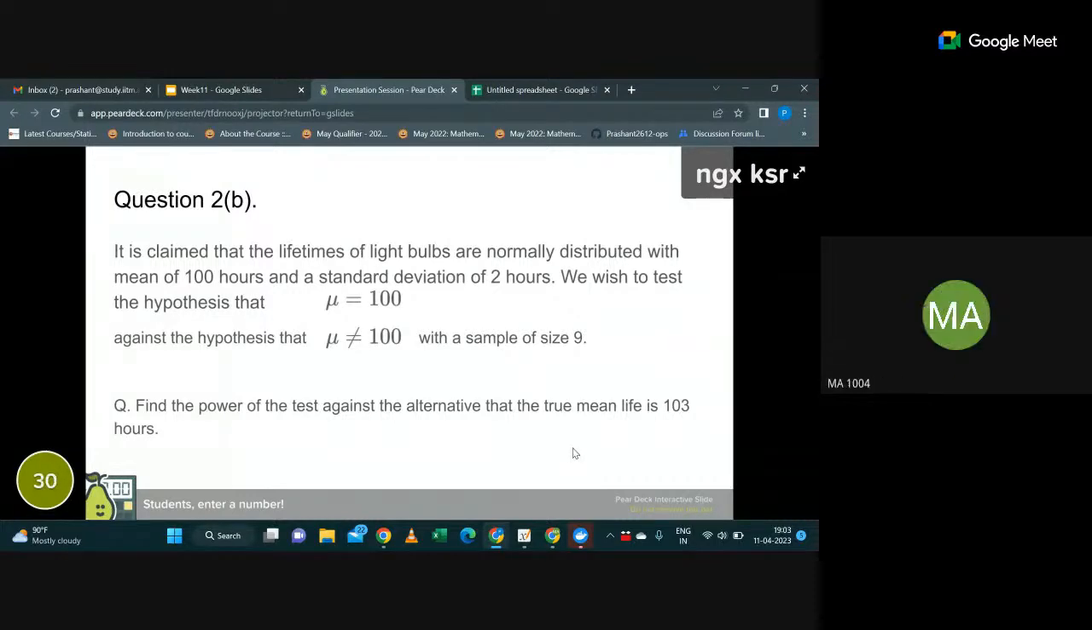So it's a direct thing. If in the alternative hypothesis something is not equal to, that means we are considering a two-sided test. And if something is greater than something, suppose mu is greater than some constant, that means we are considering a right-sided test. If mu is less than something, that means we are considering the left-sided test. So during the interim exam, all these things will be provided to all of you in the formula sheet.